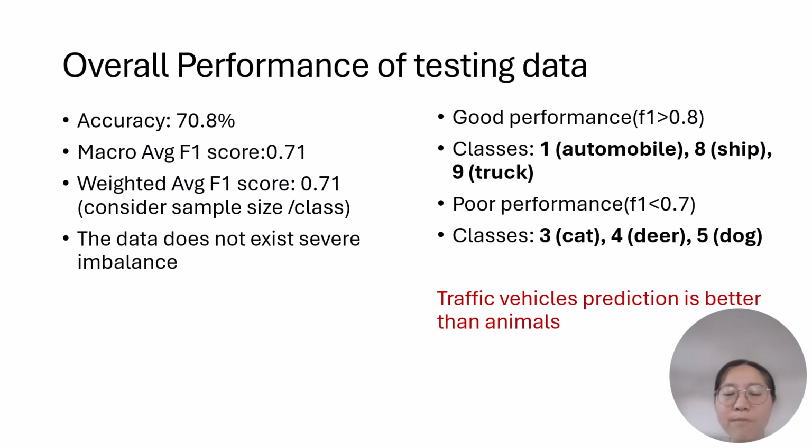And based on our modeling, the good performance is class 1, 8, and 9. These classes belong to the traffic vehicles, and the poor performance is 3, 4, 5. And these three classes belong to the animals. So based on our modeling, the traffic vehicle prediction is better than the animals.